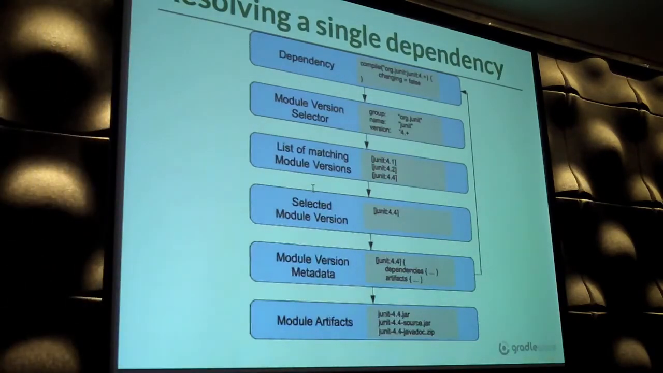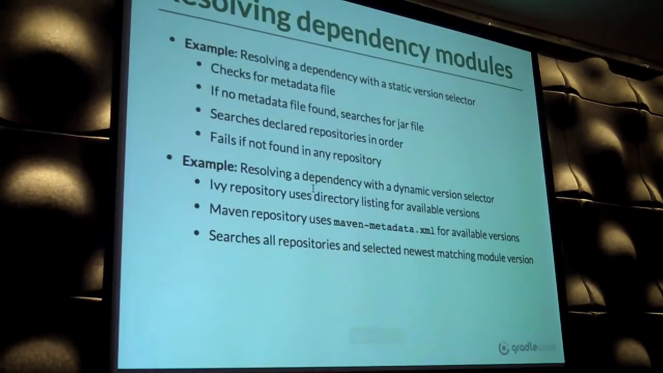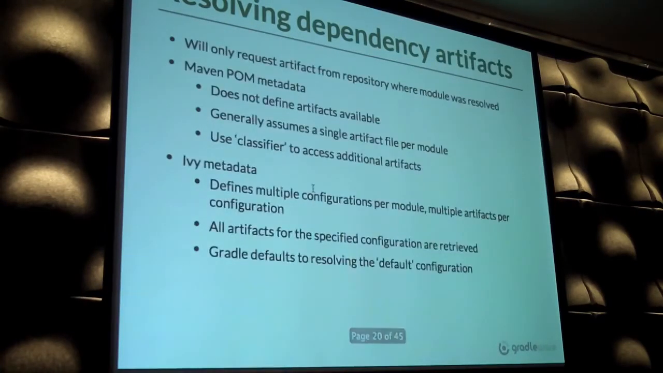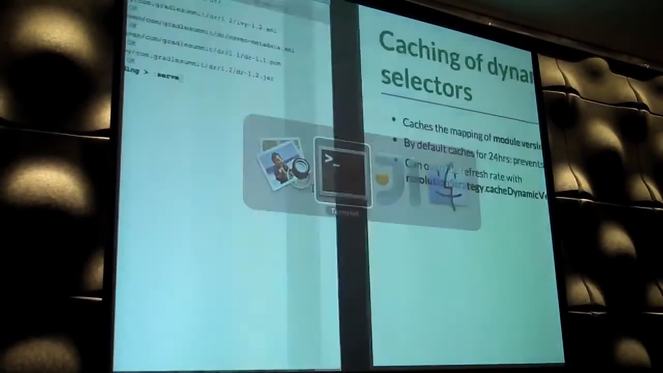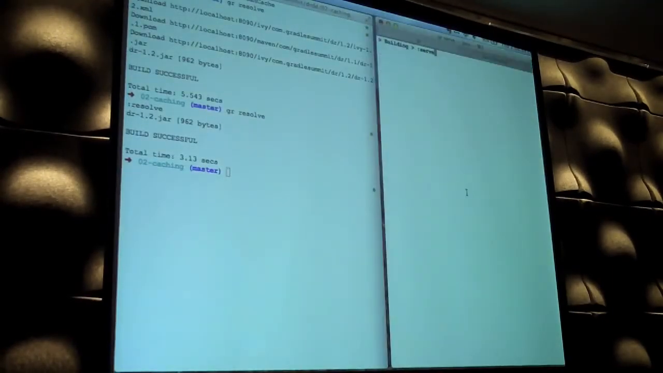And when does it refresh the list of versions that match? Sorry, I was going to show that. It's a very good question. We're caching the mapping of module version selector to module version. By default, it checks every 24 hours. Got it. So I was going to demo that. Maybe I won't worry too much, but I might as well show how that works. I had a demo set up for that.